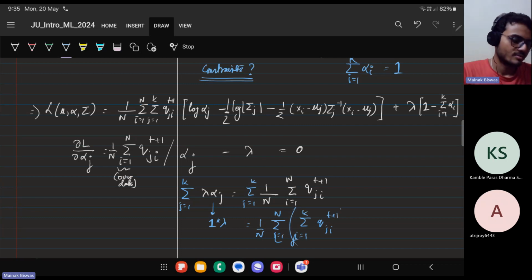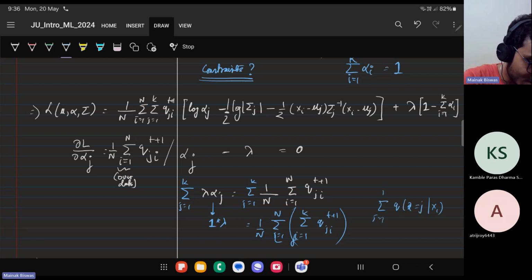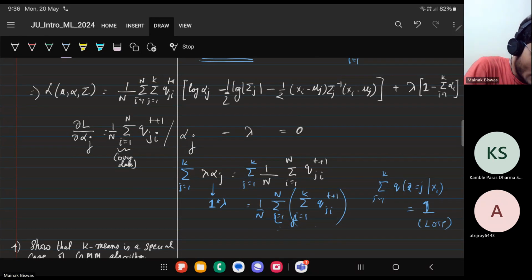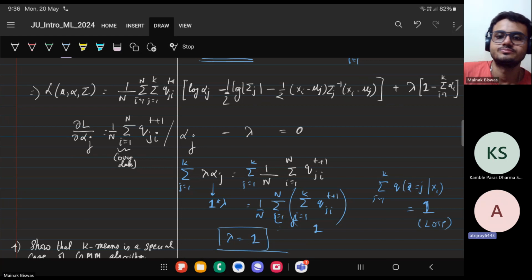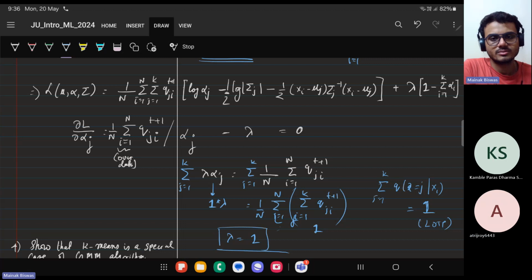So what is this value? Summation of q, z equal to j given xi, j equal to 1 to k. What is this value? Over k clusters, it is 1. Law of total probability. So this is equal to 1. So 1 into n, lambda becomes equal to 1, right? Clear? There you interchange the summation, right? What is the problem? There's no issue, right?